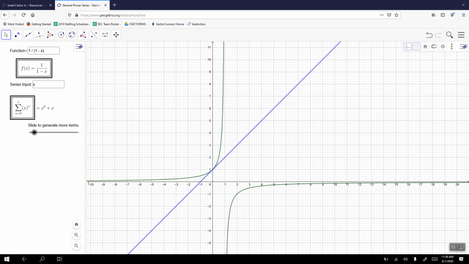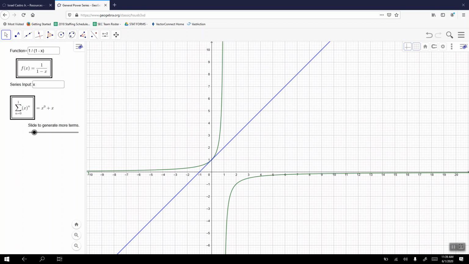Now, what does it mean to be convergent or divergent in terms of a power series? Well, let's start checking this out. If I take n is equal to 1, meaning I only have two terms here, 1 plus x, then I'm just left with a line, where y is equal to 1 plus x. That means my y-intercept is 1 and a slope of 1.